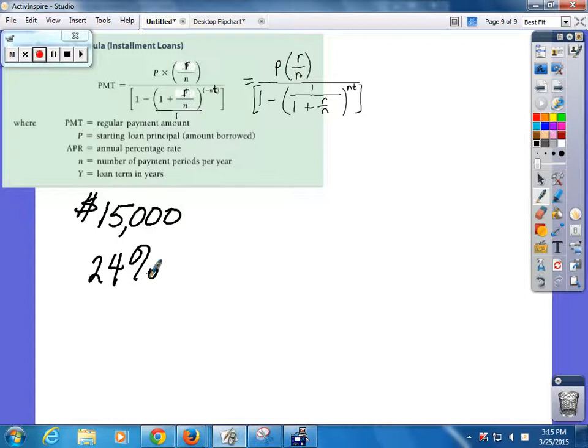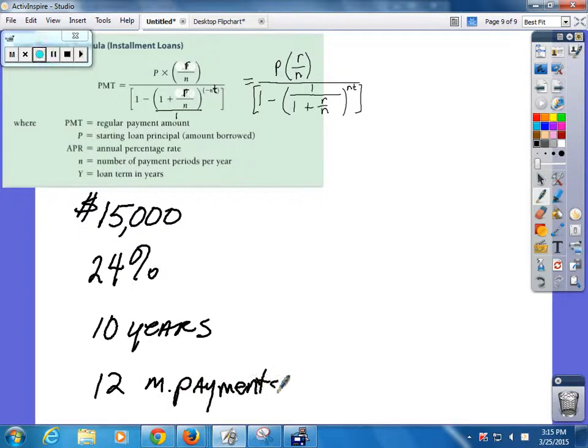24%. Let's say that you pay the minimum payment, and let's see what the minimum payment is. Let's go with 24%, and let's say it's going to take you 10 years to get that paid off, with 12 monthly payments. So go ahead and figure that. 15,000.